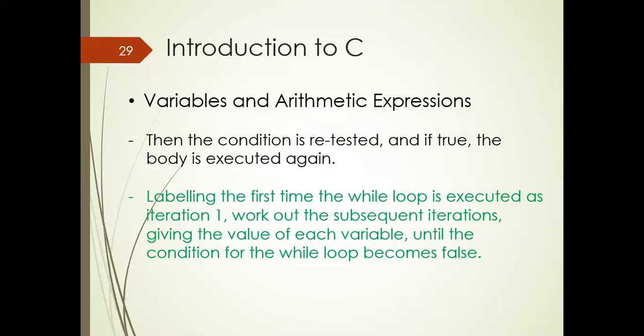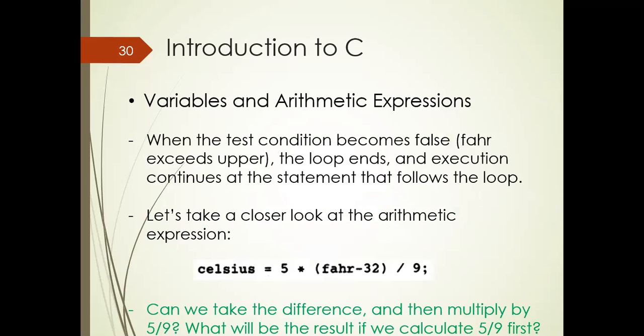So I hope you've done this one, labeling the first time the while loop is executed as iteration one. So on paper, I want you to do a program trace. So iteration one, what are the values of the different variables? You can do that on paper to understand better how the code works. And this is where I stopped last time.